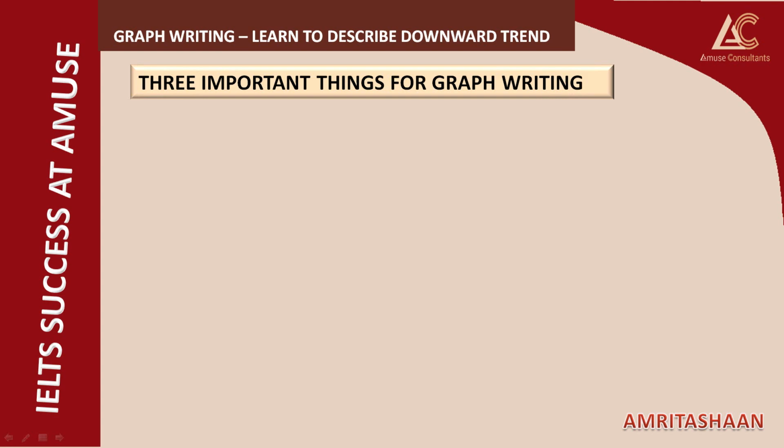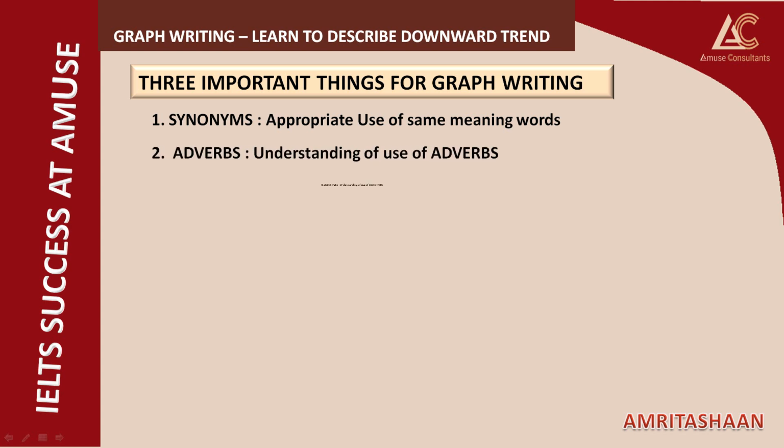Starting with the three important things that I also discussed in my previous video, that for describing the different trends we should have a good number of synonyms, adverbs, and adjectives with us. Synonyms mean same meaning words. Adverbs talk about the movement that is going up or going down. An adjective means when we are describing the volume of some particular trend.